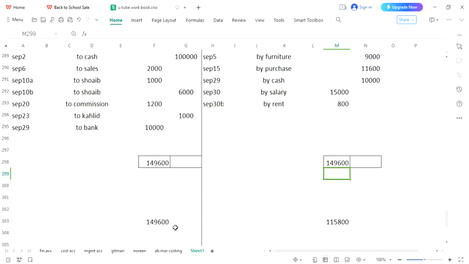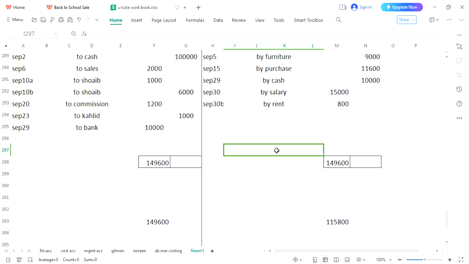Okay, the steps were: first take the sum of both sides, sum of the debit side, sum of the credit side 115. Then see which is the larger sum. That was 149. The larger sum has been written on the total of both sides. It's time to calculate the balance. And how will you calculate the balance? You will choose the smaller side. This is 115. That was the smaller side.